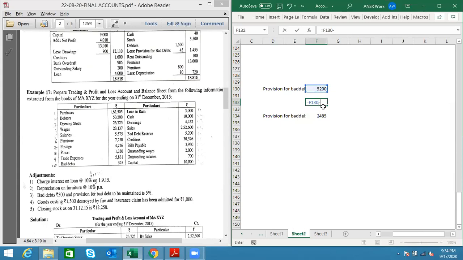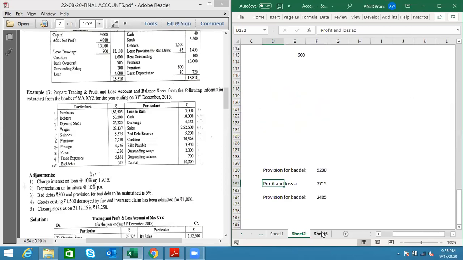Do you remember that? Can you relate to it? Okay. Sami? Yes. So it will go to the profit and loss account only. Do you get the point? So the difference is going to the profit and loss account.